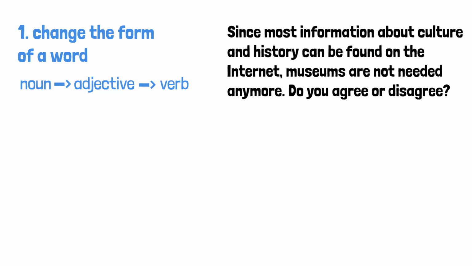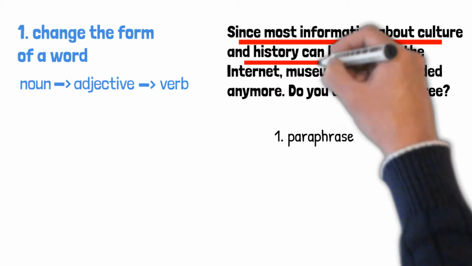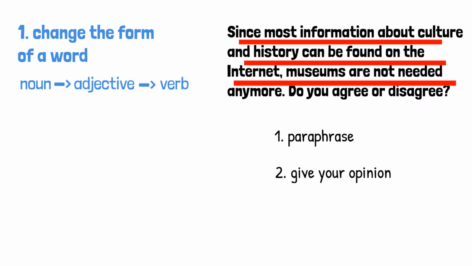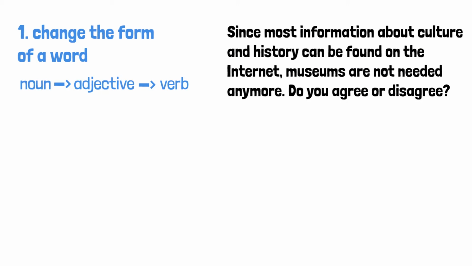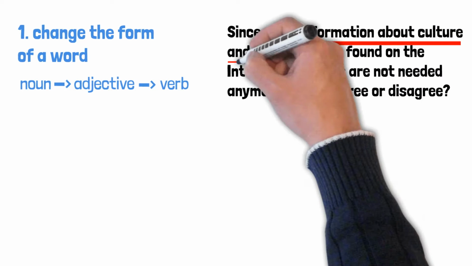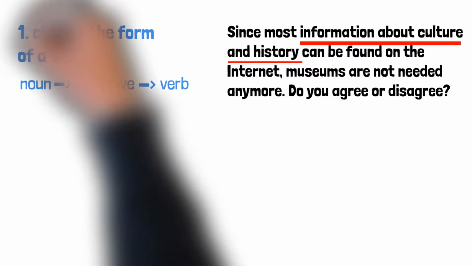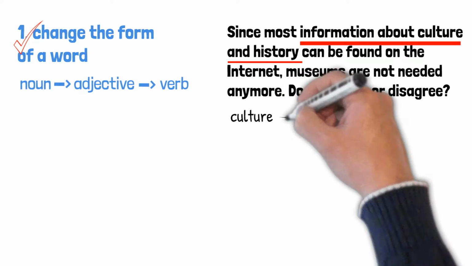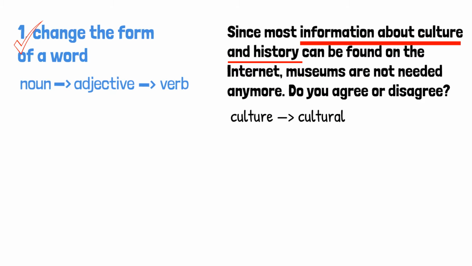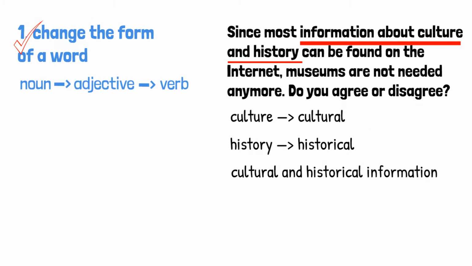So there are two parts in your introduction. You first paraphrase the question statement. Paraphrase this part. You then give your opinion. We will only discuss how to paraphrase the question statement in this video. So one of the key phrases in this question is information about culture and history. How the heck can you paraphrase it? There is no way you can find any synonyms for these words. Don't worry, you can use this method. Changing the noun culture into the adjective cultural and history into historical. So now information about culture and history becomes cultural and historical information.